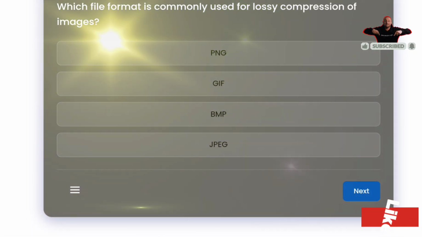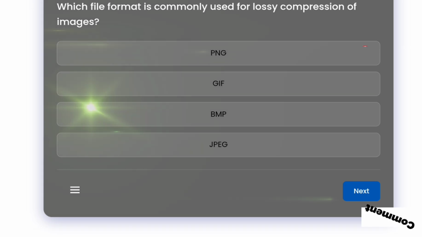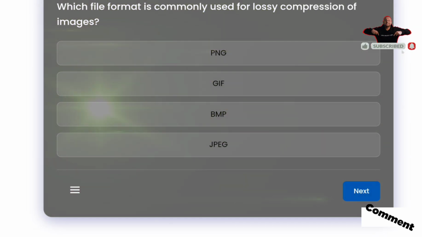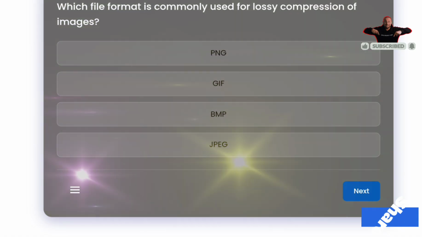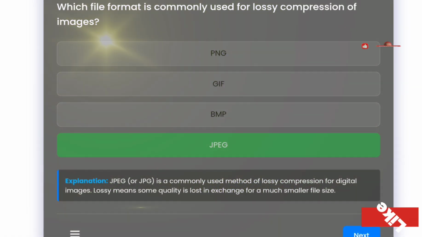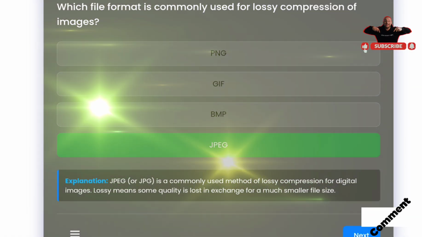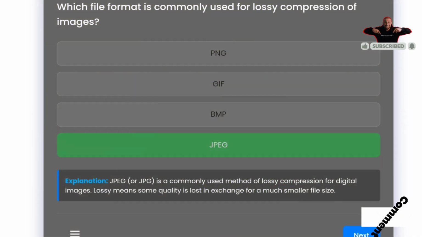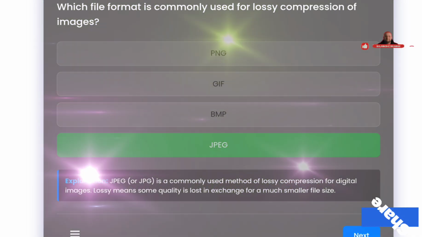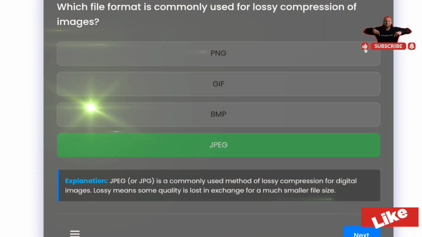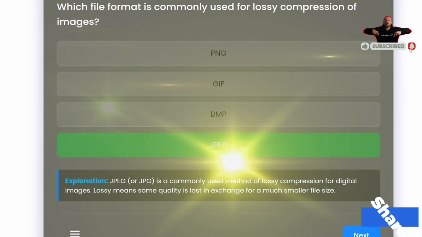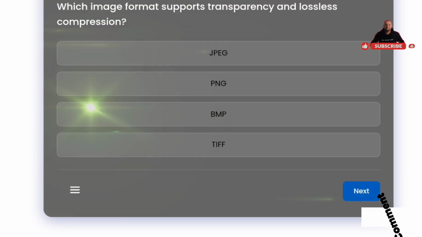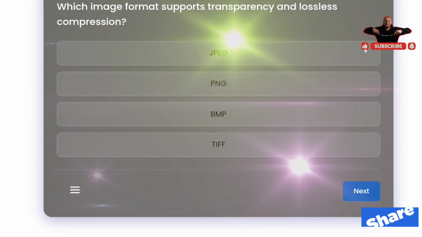Next question: which file format is commonly used for lossy compression of images? JPEG or JPG is a commonly used method for lossy compression for digital images. Lossy means some quality is lost in exchange for a much smaller file.